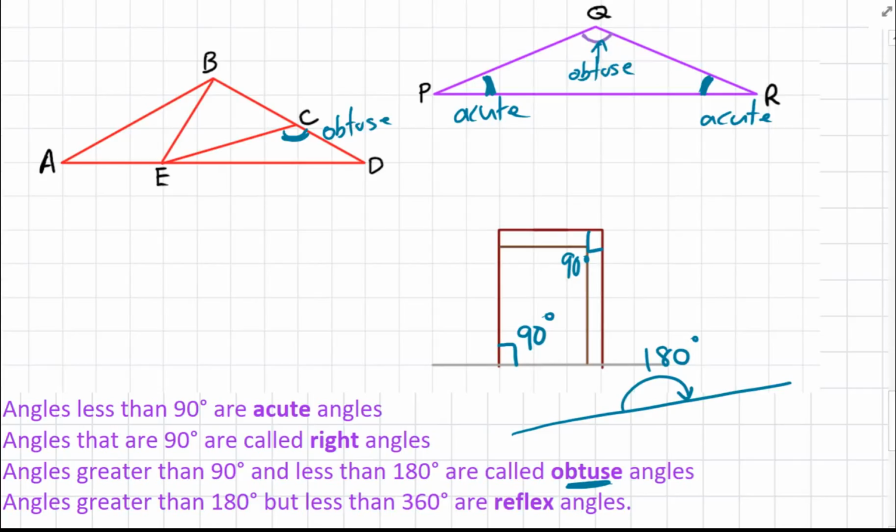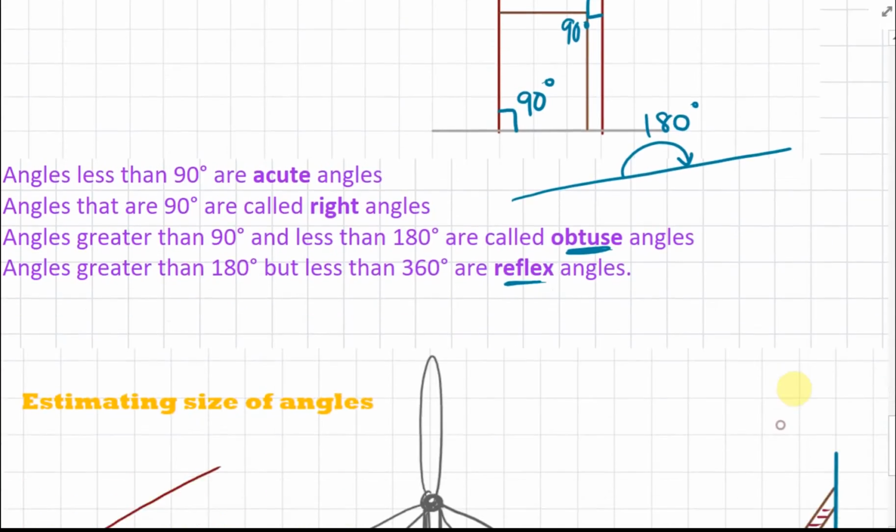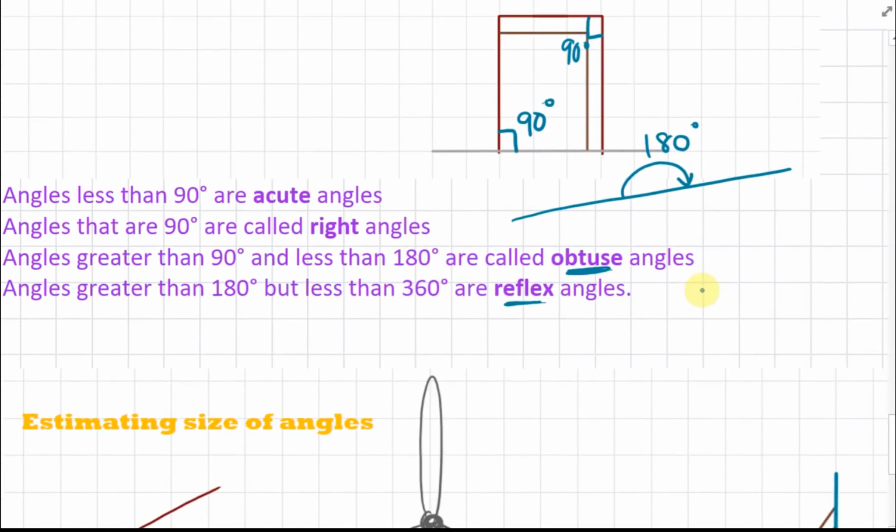And the last type of angle is called a reflex angle, and those types of angles are between 180 and 360. So let's have a look at some reflex angles. So if I had, say, something like this, this angle here would be a reflex angle. You can see that it is greater than 180 degrees, but it's less than 360 degrees.